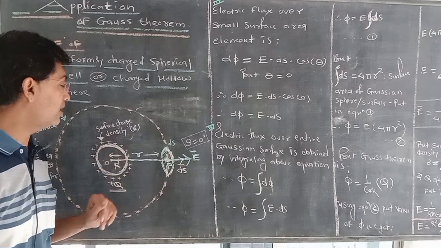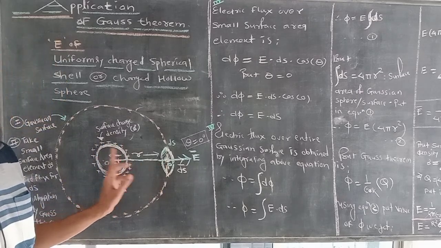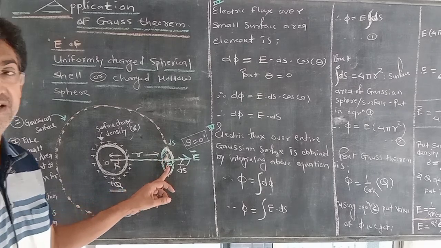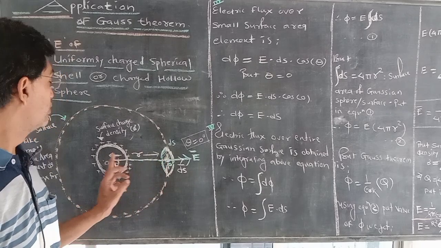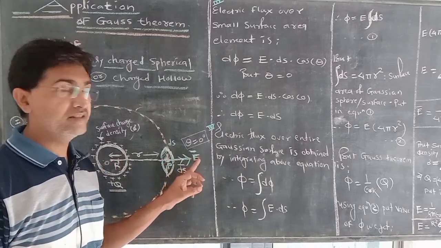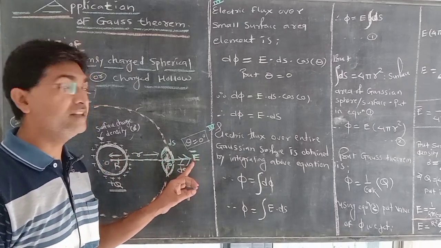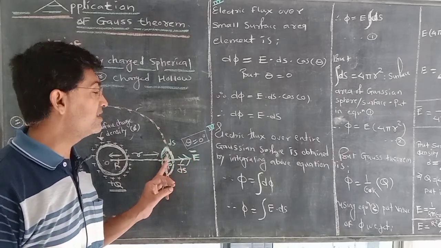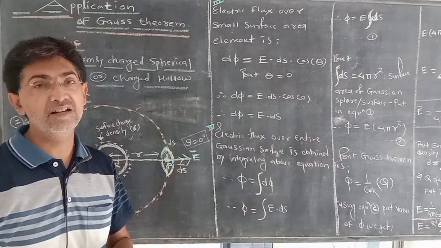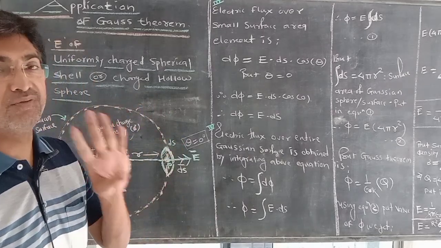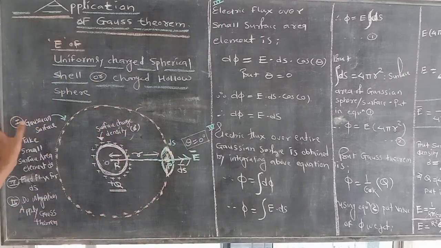Now this is the point P, which is outside the charged body, where we want to find the value of electric field intensity. Suppose at the point P the intensity is E. How do we find the intensity at this point? To use the Gauss theorem, you have 4 steps. The first step is to draw the Gaussian surface.